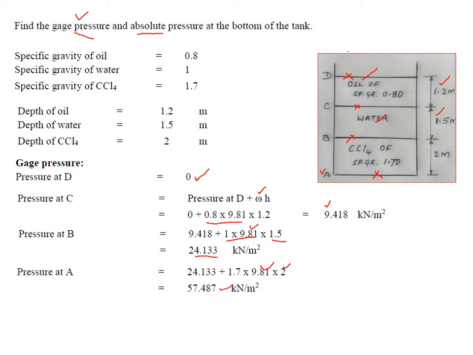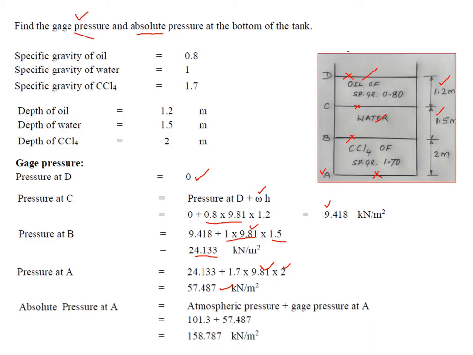But the absolute pressure is also asked at the bottom of the tank. You know that absolute pressure is nothing but atmospheric pressure plus gauge pressure. In absolute units, atmospheric pressure is 101.3 kilonewton per meter square. So you substitute atmospheric pressure as 101.3, and the gauge pressure is 57.48. Therefore the total is 158.78 kilonewton per meter square. So this is in absolute units, and the other is in gauge units.